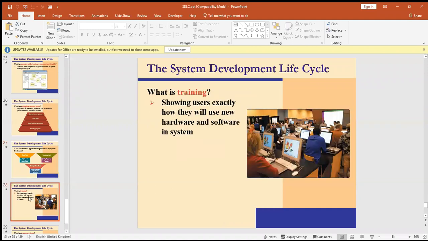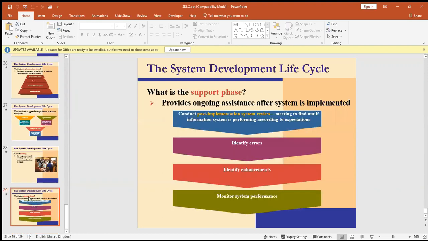Then, of course, training is also one of the key components, so that the users at the end of it are able to work with the system effectively. Then we have what we call maintenance. With maintenance, first of all, we look at whether the system has errors, and if it has, how can we fix those errors all the time, to ensure that the system is working very well? Then how can we enhance the system?